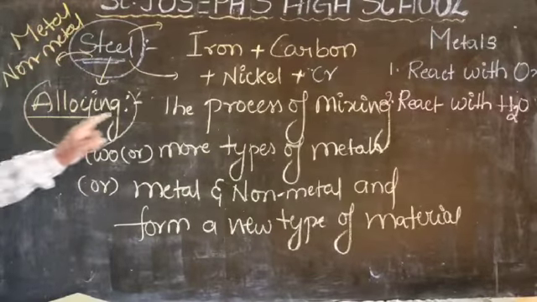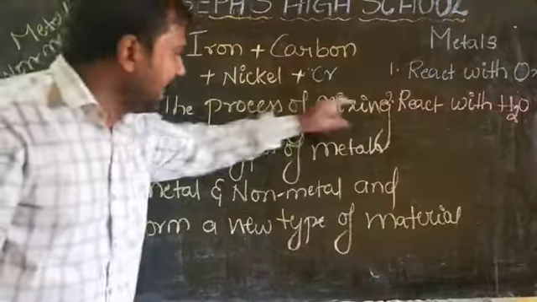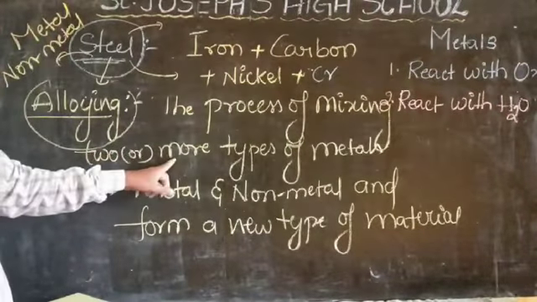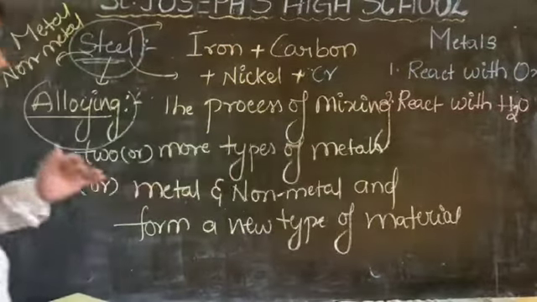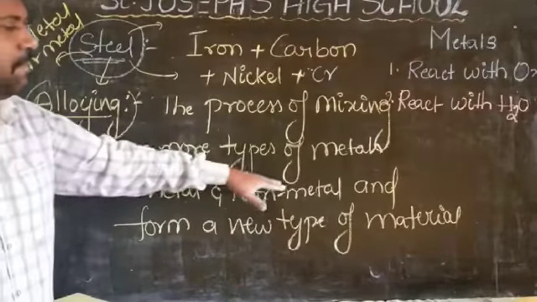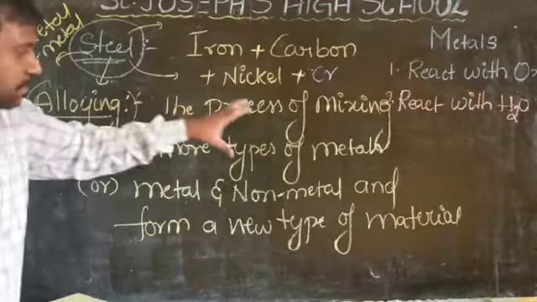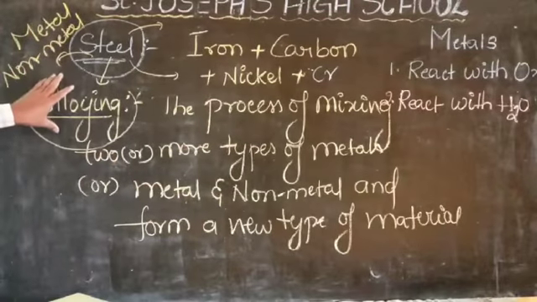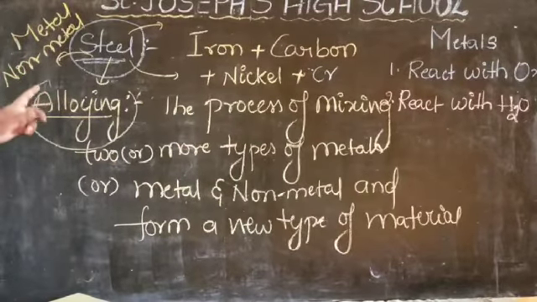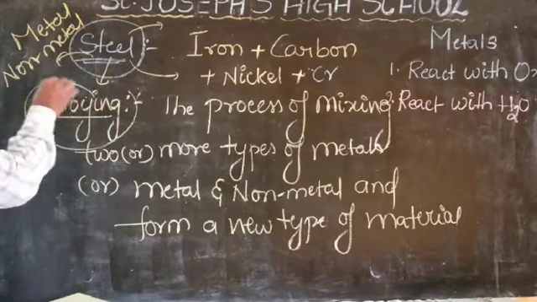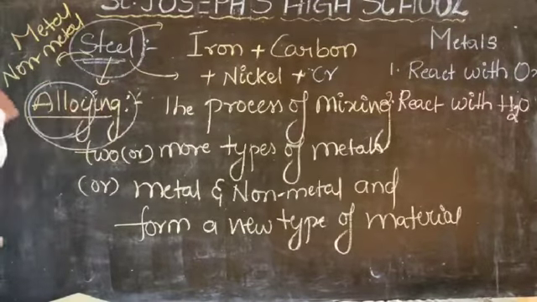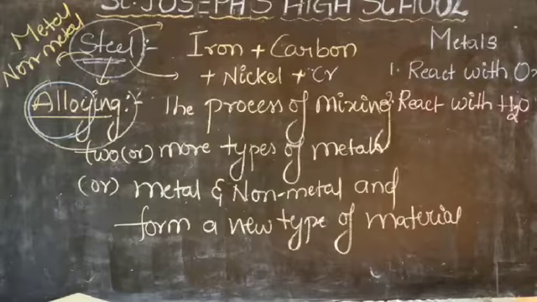What is meant by alloy? The process of mixing two or more types of metals, or metal and non-metal, and forming a new type of material. This process is called alloying and those materials are called alloys. Is it clear, children?